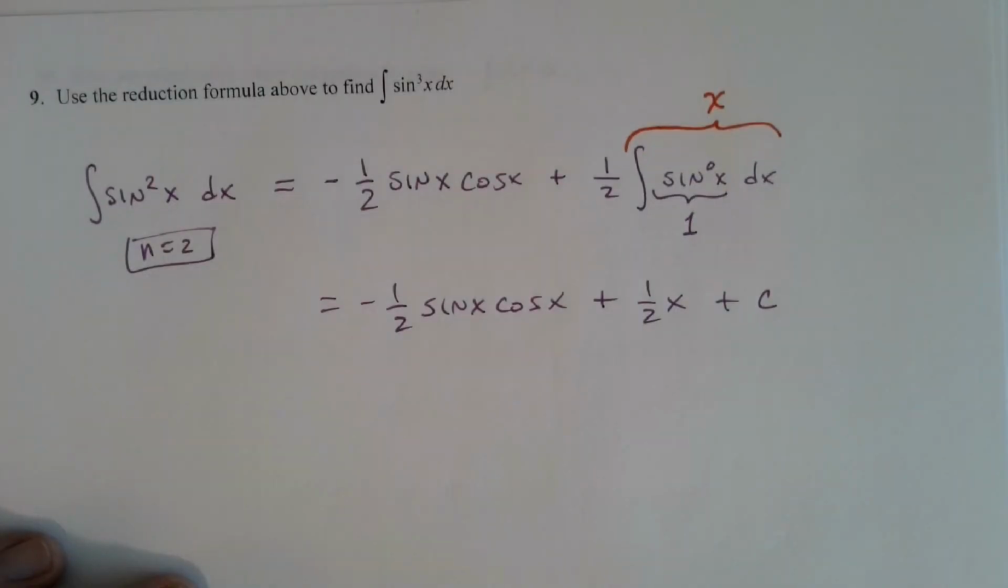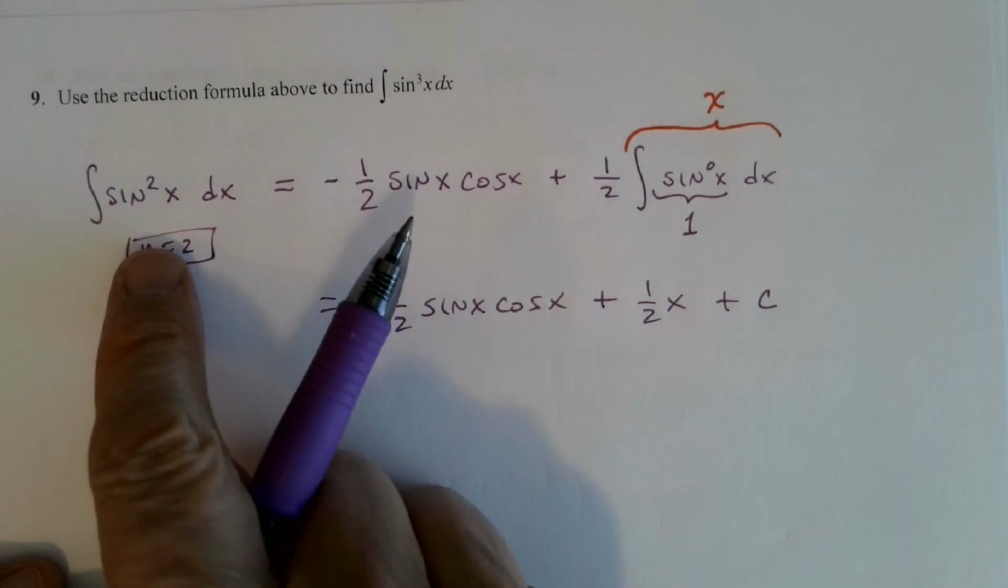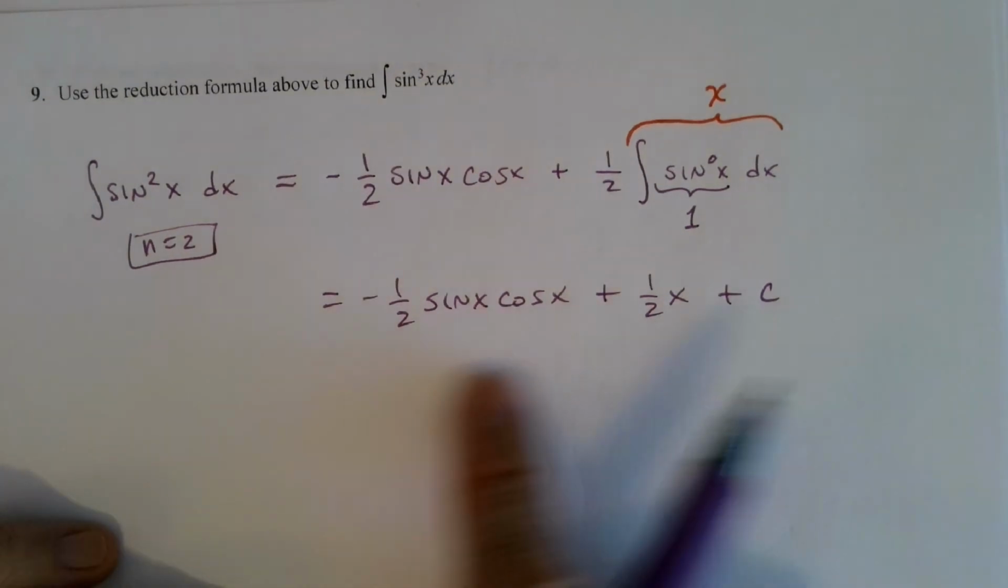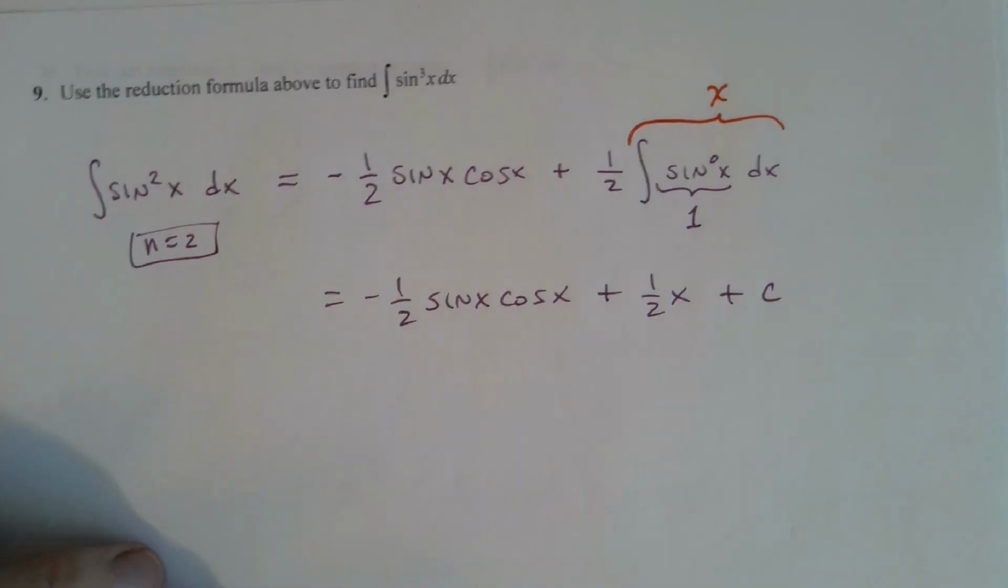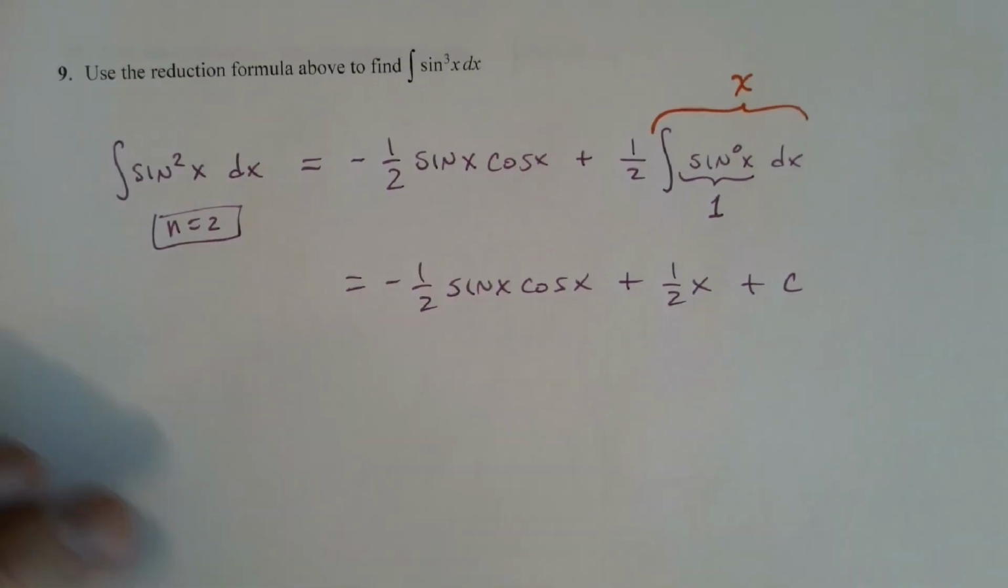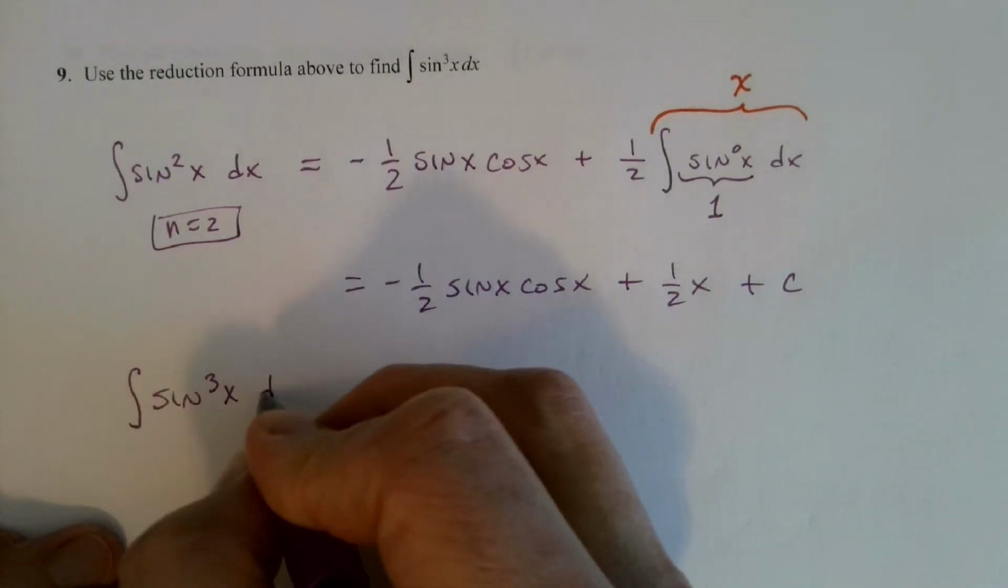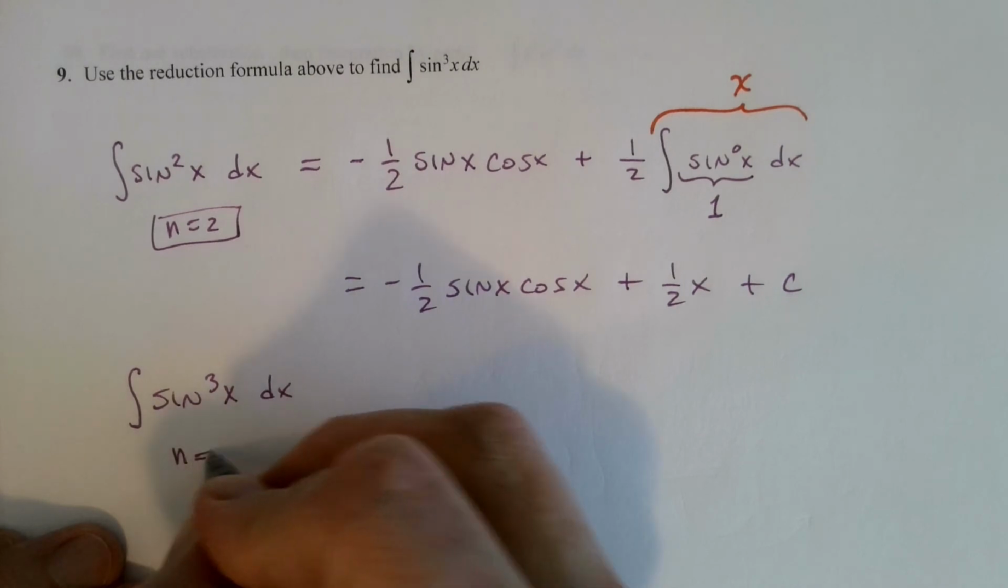There's the antiderivative of sine squared x. So it's just not, again, cosine squared x or negative cosine squared x. Now we can rewrite this a little bit differently by using some trig identities, but let's leave it at that. Let's go ahead and look at sine cubed, as the question asked.